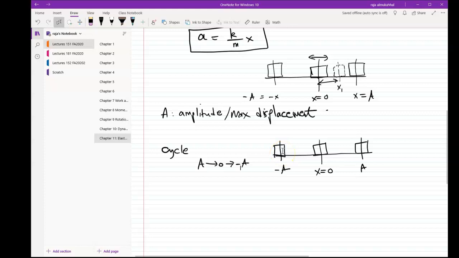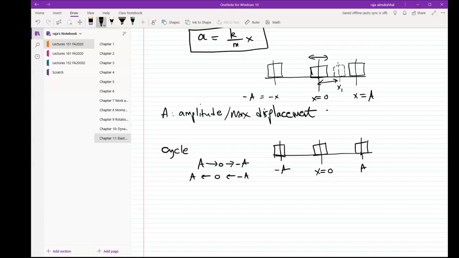And then it's going to return, rebound, pass through the equilibrium and then back to where it started, the position A. So that would be one cycle, and then from minus A to 0 to A. We call that one cycle.